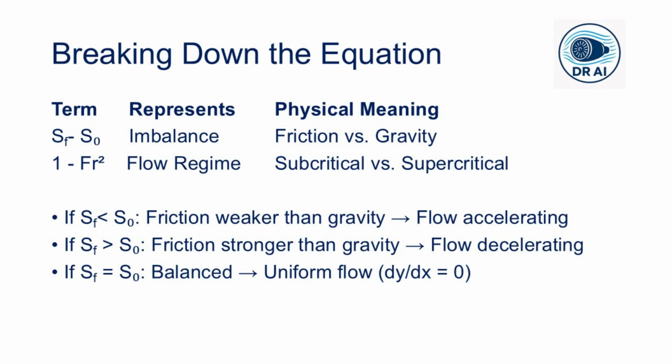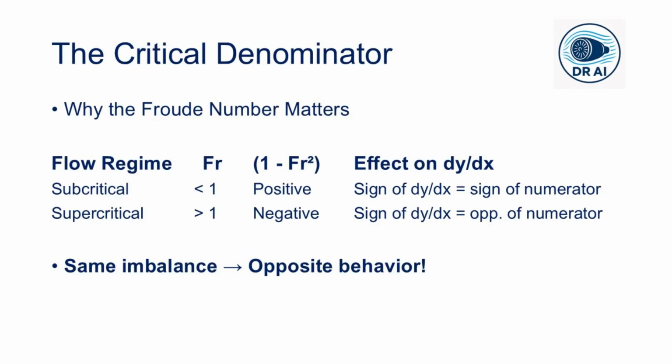But when we have the perfect balance of S_F and S_0, we have the uniform flow there. The numerator is 0, and thus we can get dy/dx equals 0. So the denominator, 1 minus Froude number squared, is where the magic of the Froude number comes in.